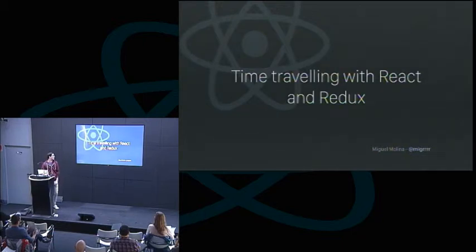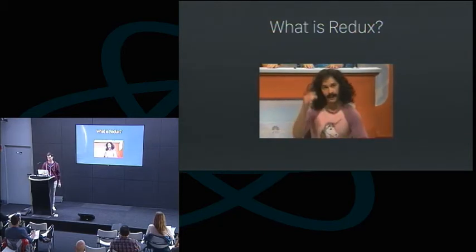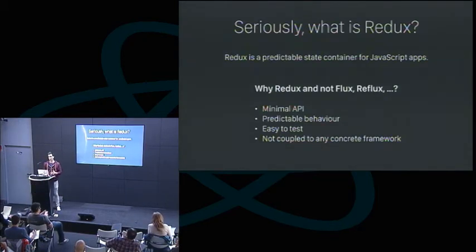So first thing, what is Redux? Kind of magic, you will see. So seriously, what is Redux? As they themselves say, Redux is a predictable state container for JavaScript apps. What does that mean? It means that it is like a box where you store a state, because you know handling state is kind of complicated.